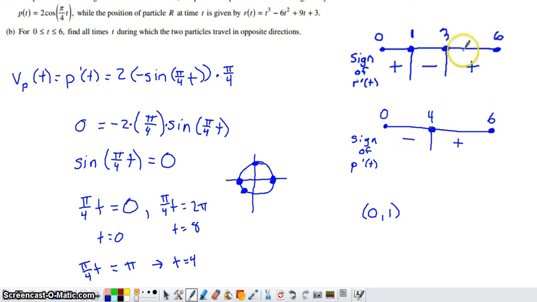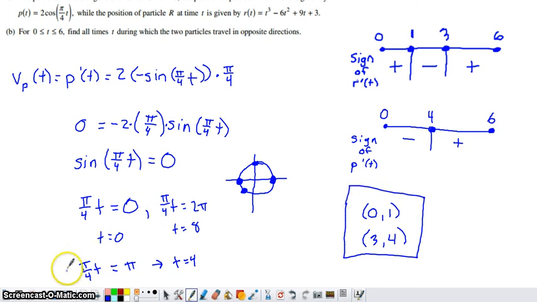But then from 3 to 4, particle r is moving to the right now, and particle p is still moving to the left. So from 3 to 4, they're moving in opposite directions. And then from 4 to 6, they're both moving in the positive direction. So these would be the two time frames when the objects are moving in opposite directions. We'll finish the other two pieces of this in a separate video.